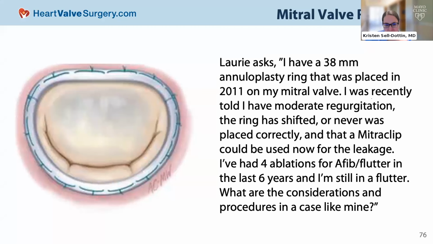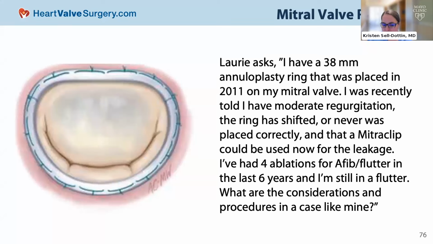Yeah, I mean, this certainly can be a challenge. Re-repair is something that is sometimes doable. It really depends on the specifics of where the leakage is coming from, and in large part how much tissue you have to work with. When we have valves that are heavily calcified and you don't have any extra tissue, it's much harder to refashion the valve into something that works.